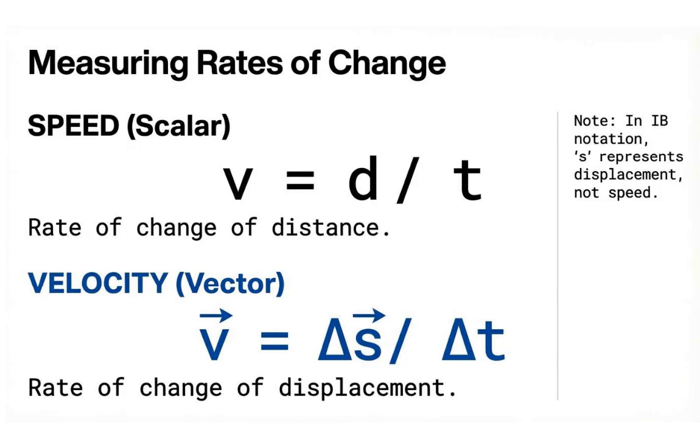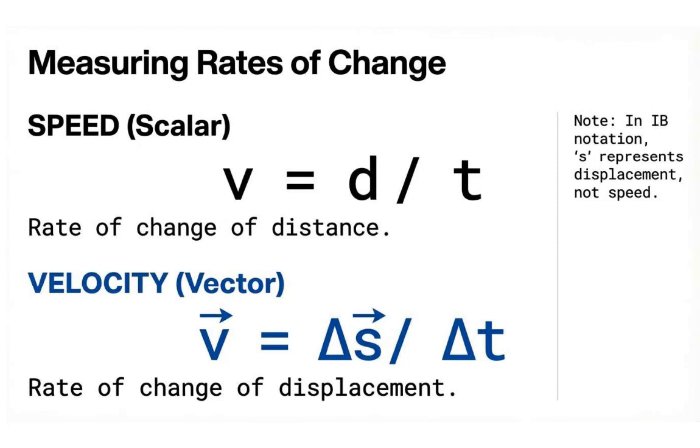When we talk about measuring rates of change, speed is a scalar quantity that tells us how fast something is moving without regard to direction, and it's calculated by dividing the distance traveled by the time taken. On the other hand, velocity is a vector quantity, which means it does include direction, and it measures the rate of change of displacement over time. In IB notation, it's important to remember that S represents displacement, not speed, which differentiates velocity from speed.